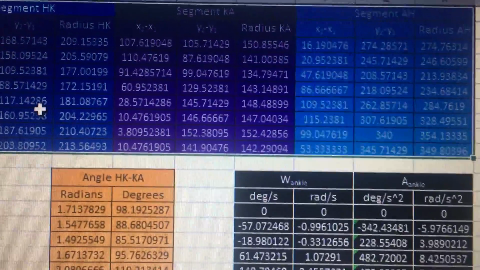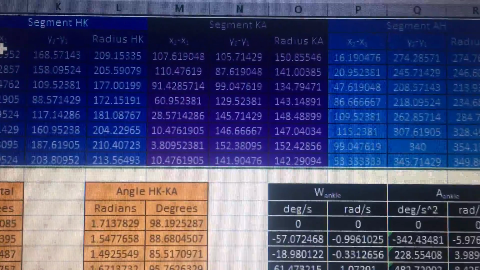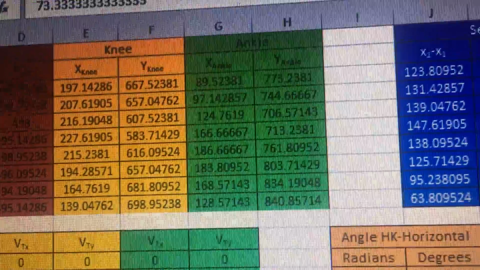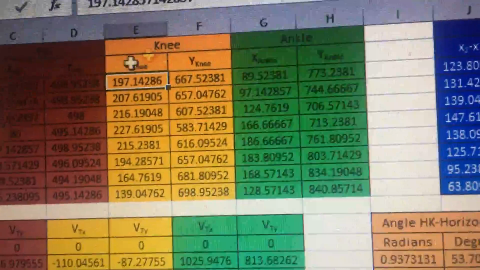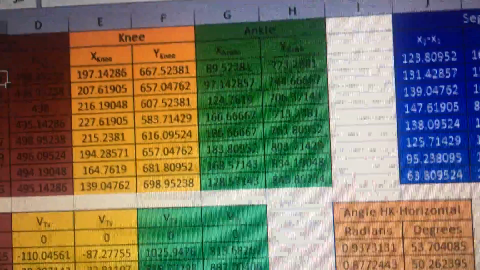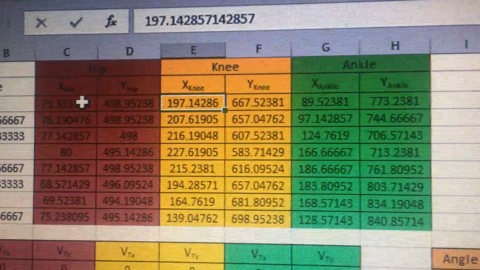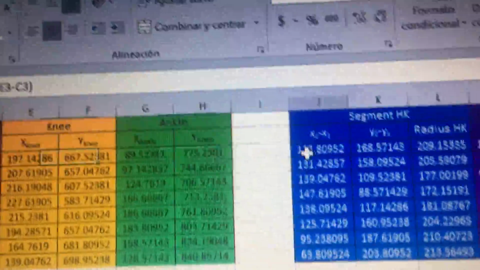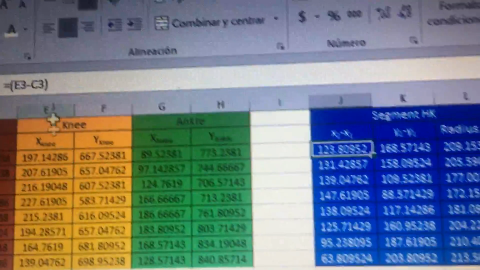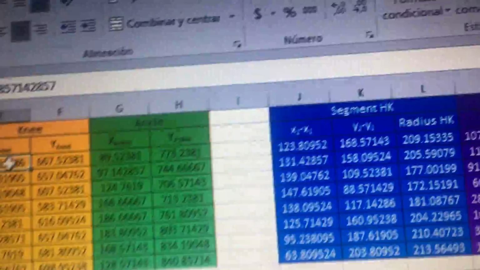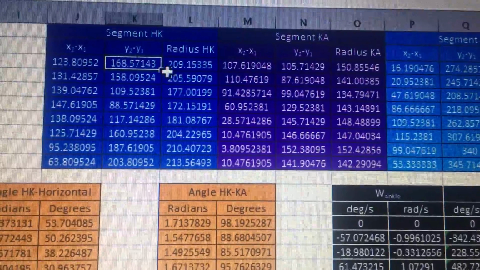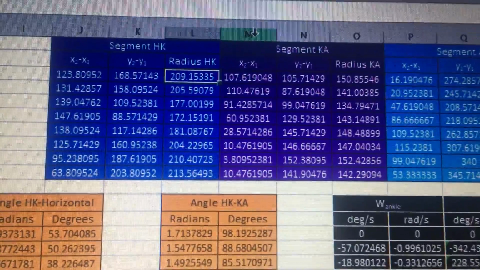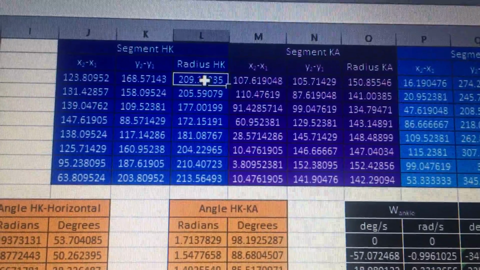So to gain these measures, we had to do a little subtraction between the point where it starts to the point where it ends here. So in the segment HK, we used hip and knee, and X is going to be, for example, in this occasion, knee, so this minus this, and we have the formula shown here, respecting the cell where it's the magnitude. Okay, we also did that for the Y, and here it is. And using the Pythagoras theorem, we obtained the radius of that circumference, which was the segment, right?